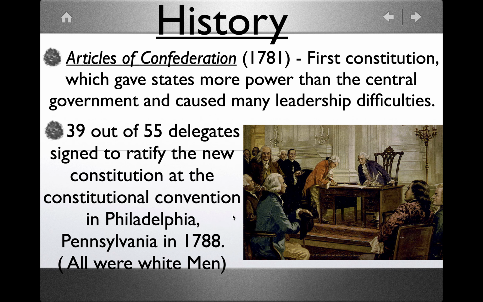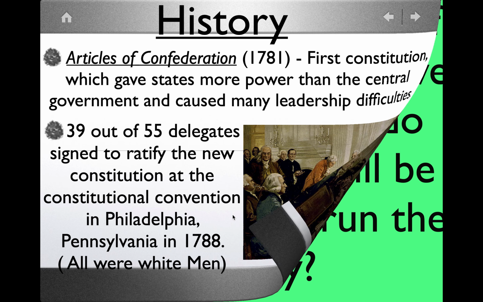Thirty-nine out of the 55 delegates who signed to ratify the new Constitution at the Constitutional Convention in Philadelphia, Pennsylvania, the original capital of America, in 1788, were all white men. So there were no Italian Americans, no African Americans, no Latinx. There were, to my knowledge, obviously no openly gay men. It was all men, and when I say white, I mean white Anglo-Saxon. So they were usually of British heritage. So that's going to really shape whose point of view the Constitution was written from.